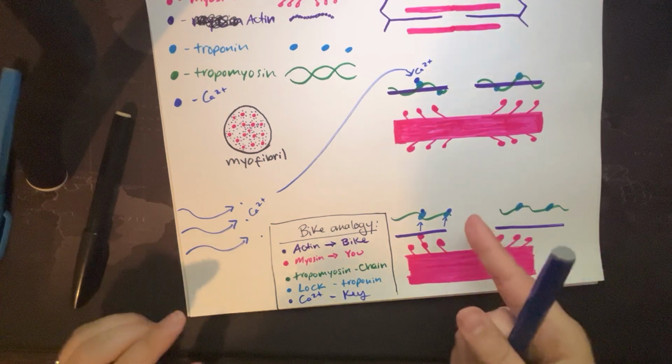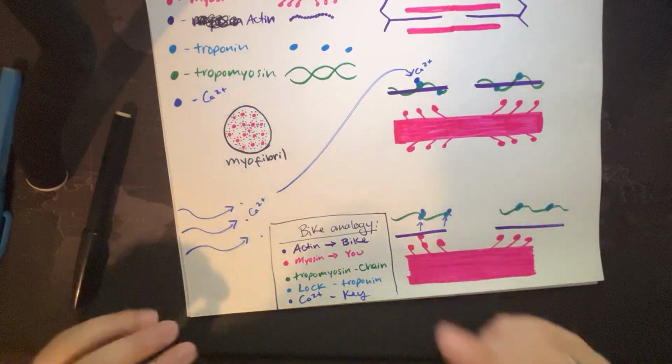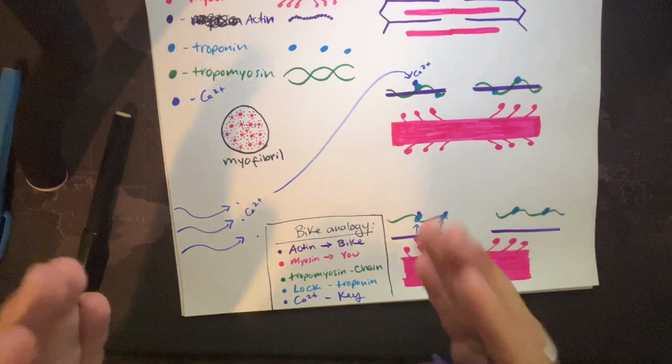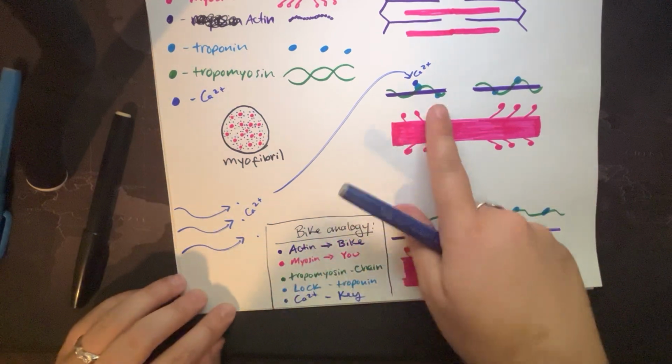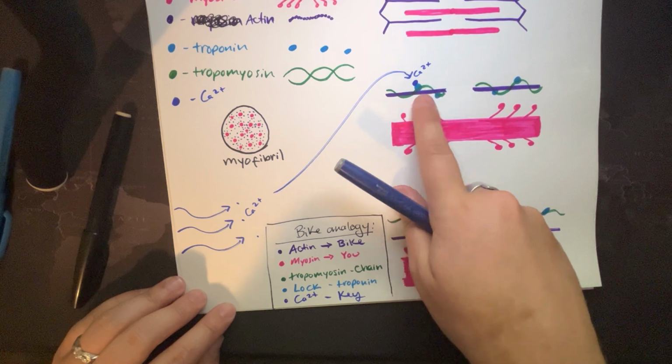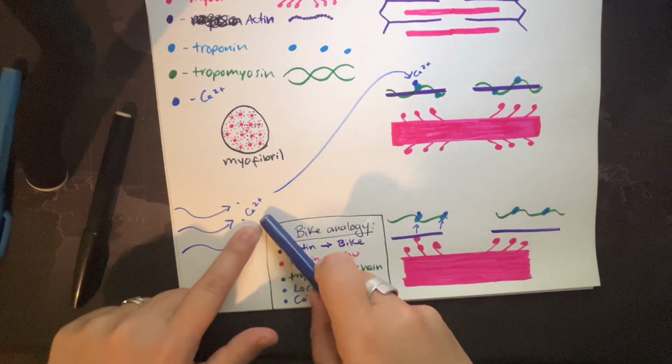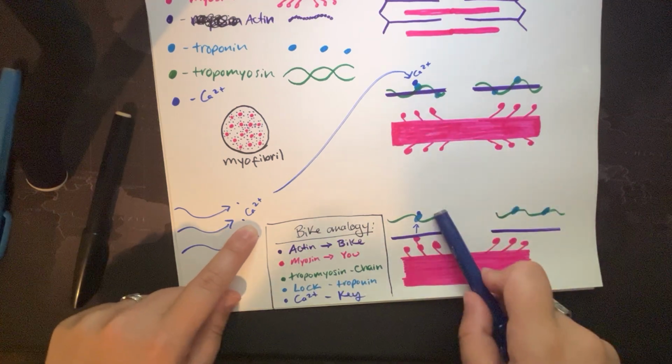So we can't have a muscle contract until we have unlocked that bike chain. We can't have movement of that bike until we take the chain off of it. And we can't take the chain off of it until we change the shape of that lock with our key and then have it be taken off.